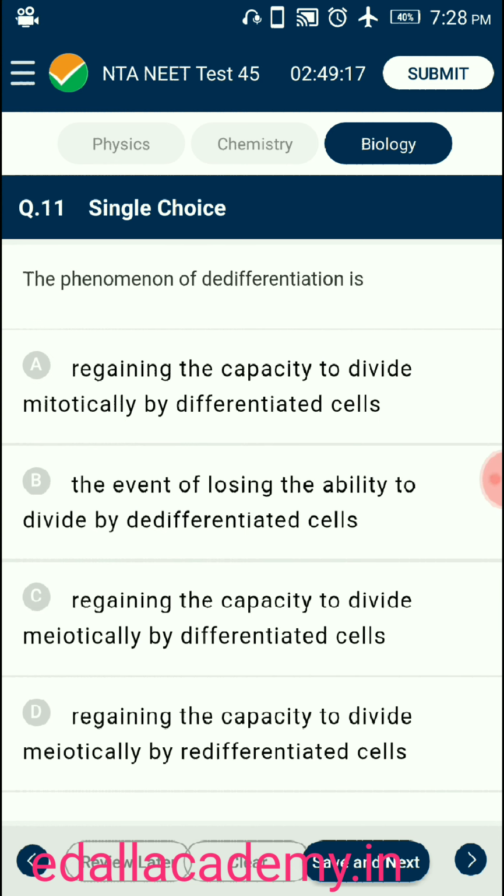Question number 11. The phenomenon of dedifferentiation is that living differentiated cells that have lost the capacity to divide can regain the capacity of division under certain conditions. It occurs during secondary growth when permanent cells like parenchyma regain the power of division to form vascular cambium and cork cambium. Differentiation is the event of losing the ability to divide by differentiated cells. So the answer for this question is option A, regaining the capacity to divide mitotically by differentiated cells.